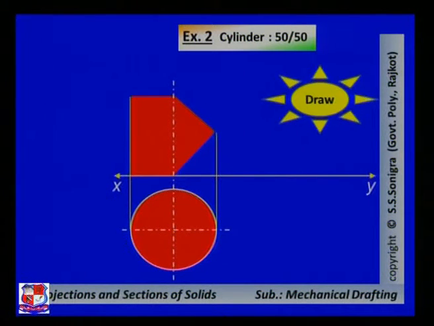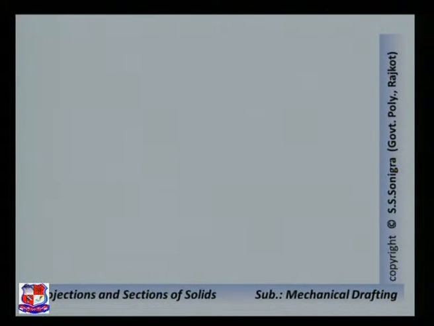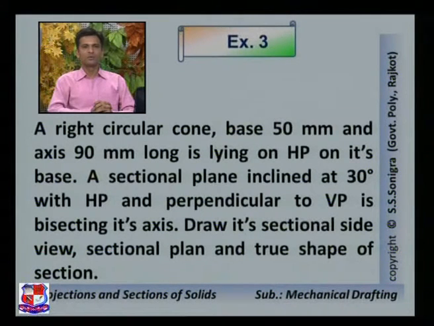Now example number 3. And the data is given like this. A right circular cone, base 50 mm and axis 90 mm long, is lying on HP on its base. A sectional plane inclined at 30 degrees with HP and perpendicular to VP is bisecting its axis. Draw its sectional side view, sectional plane and true shape of the section.